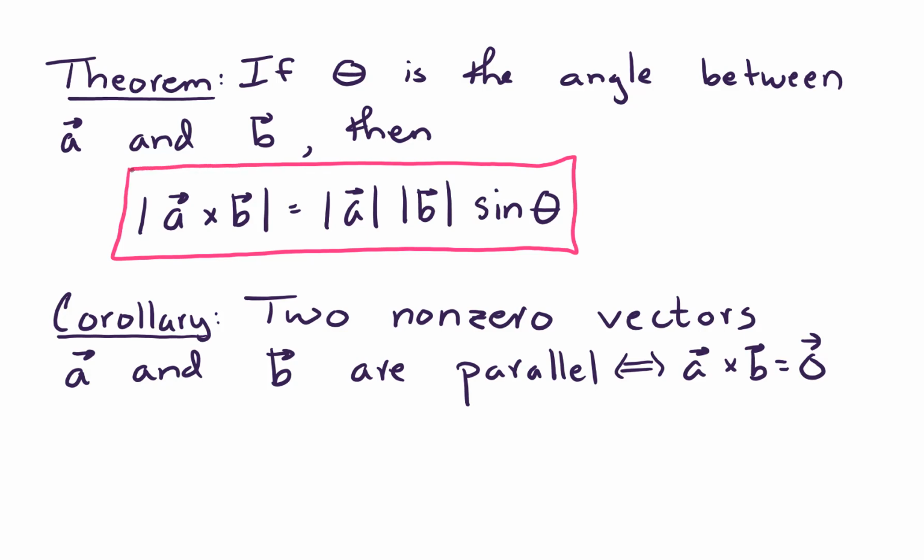All right. A corollary to this says that two non-zero vectors, and that turns out to be very important, two non-zero vectors, A and B, are parallel if and only if A cross B is 0. Let's take a look at a proof.